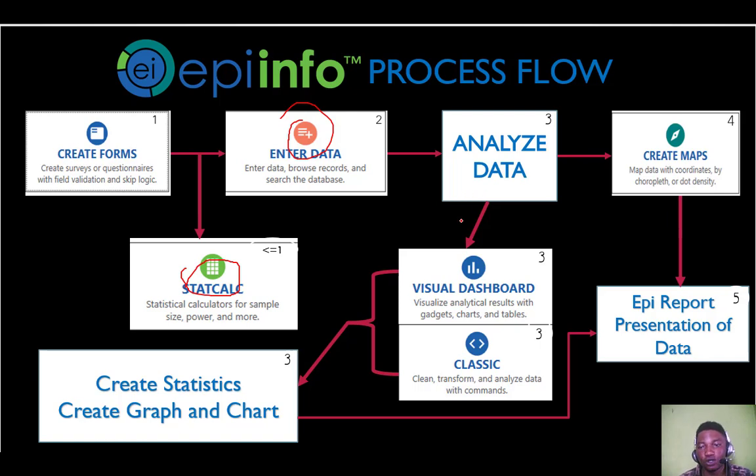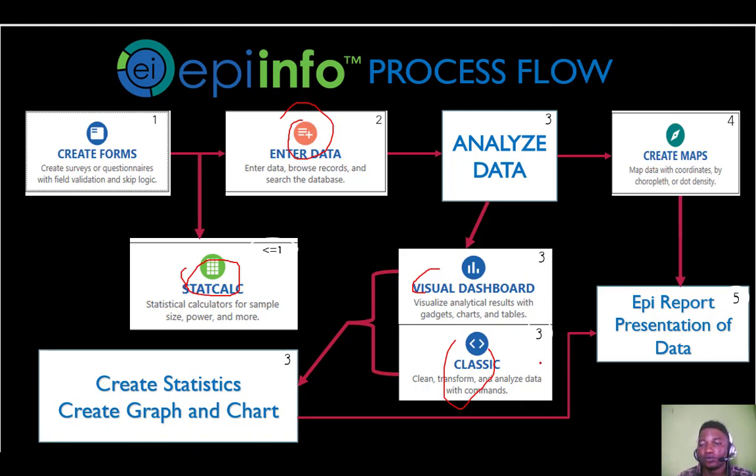So under stage 3, there are so many processes. You can analyze using visual dashboard or using classic dashboard. The visual dashboard allows you to use analytical results with gadgets, charts, and tables. While in classic, you can clean the data, you can transform and analyze data with commands. Then, under create maps, you can map your data with coordinates by choropleth or dot density. Under create map, that is when it leads you to EPI report, presentation of data, which can also lead you to creating of statistic, create graph.